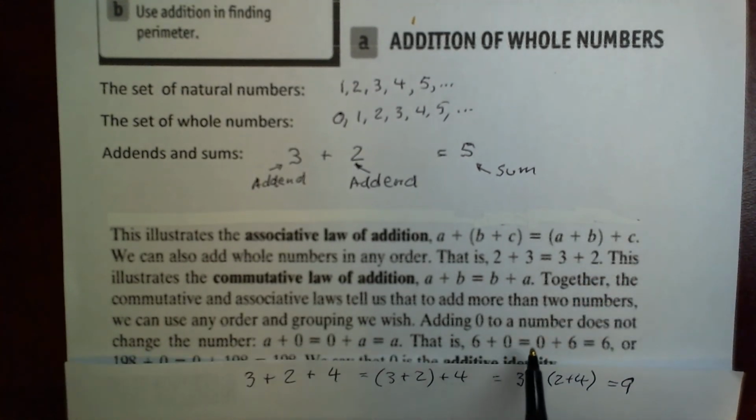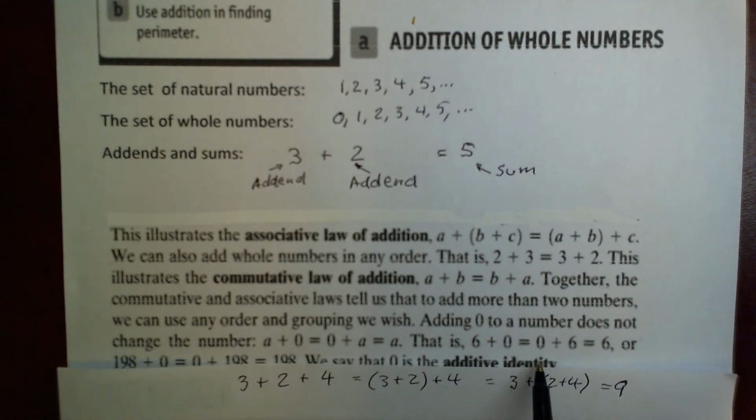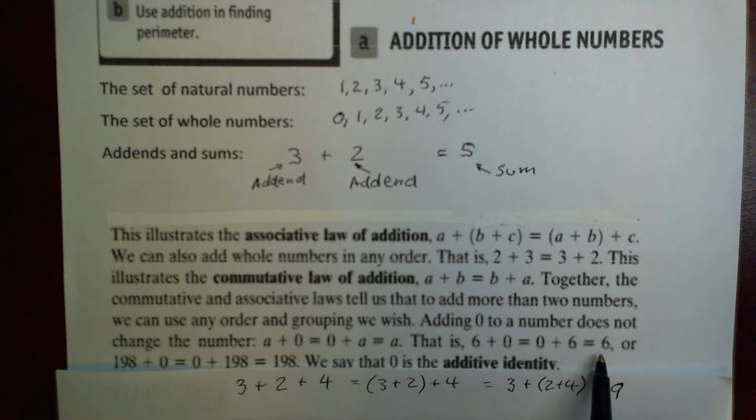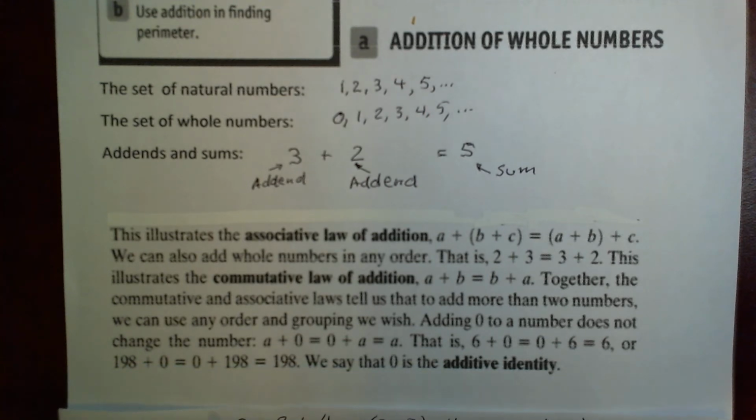Now, when we add 0 to a number, it does not change the number. 0 plus A equals A. For example, 6 plus 0 is the same as 0 plus 6 and equal to 6. Or you can pick any number, like 198 plus 0 is the same as 0 plus 198, which equals 198. And so we say that 0 is the additive identity. It does not change the number. We get the same number for any whole number A.